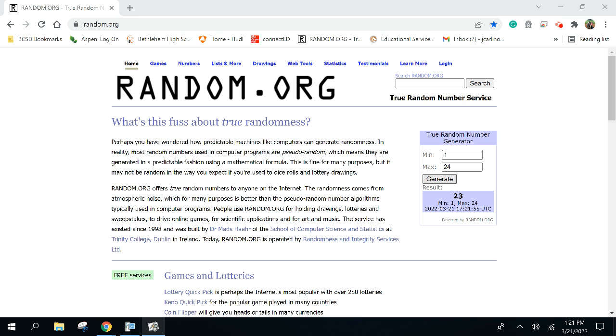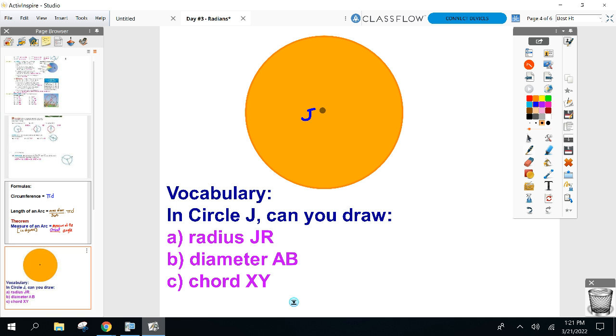How about 23? Could we draw it? I'm not asking you to. I'm asking you to help me draw it. Radius JR. Well, you already know where J is. Where's R? Somewhere on the circle. A radius connects the center with a point on the circle. There's radius JR.